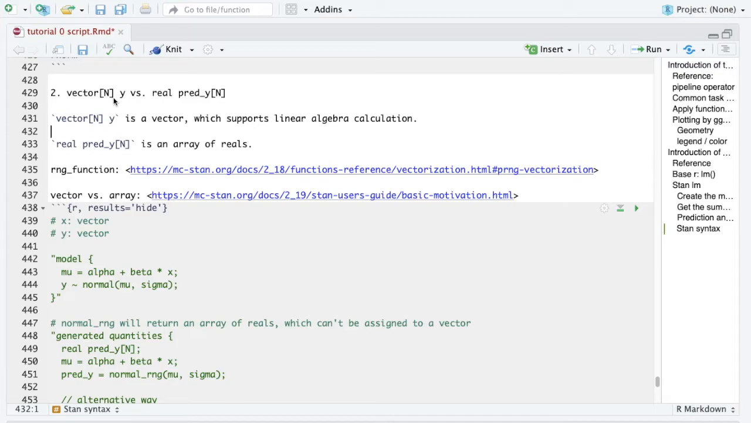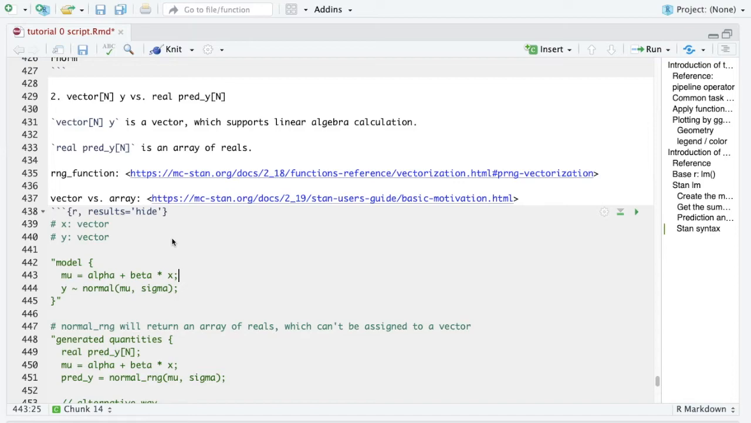Next, we will talk about a vector versus a real. This vector n y will be a vector of length n, and a vector supports linear algebra calculation. On the other hand, real prediction y n is an array of real values with length n. The real array will not support linear algebra calculation, but it can also store a lot of real numbers.